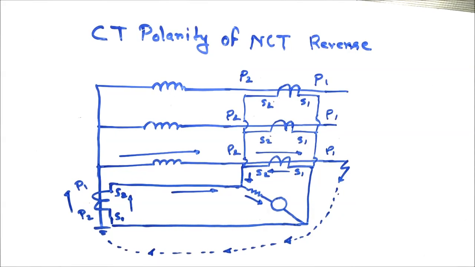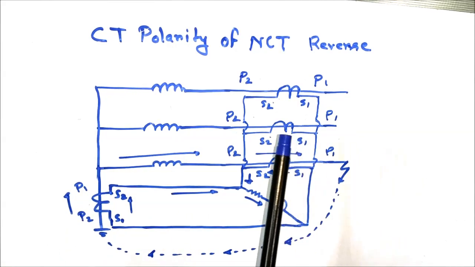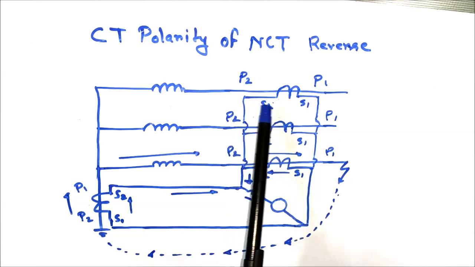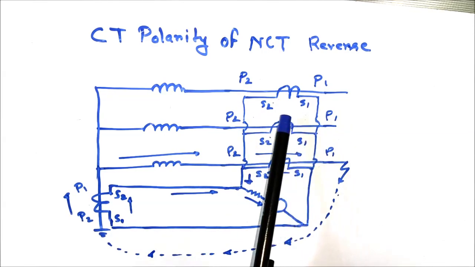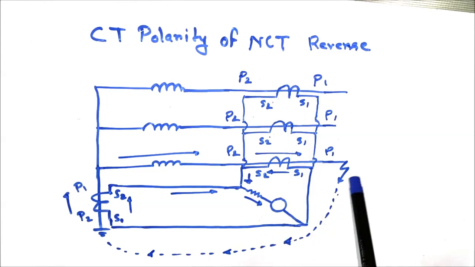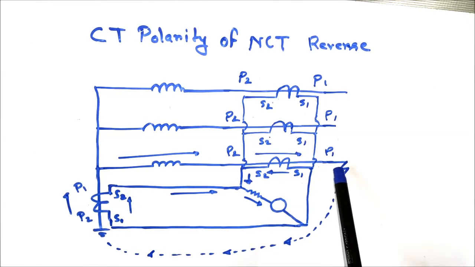Now consider the NCT polarity is reversed, that is, P2 in the primary side is connected to the earth and P1 is connected to the neutral of the star side of the transformer. Now under normal load condition, there will be no problem, as with the balanced load flow in all three phases the sum of all three currents is 0, and there will be no current through the NCT, and that is why the relay current is 0 under normal balanced load condition. But under through fault condition, that is, a fault occurring outside the restricted earth fault zone, consider a through fault from B phase to earth.